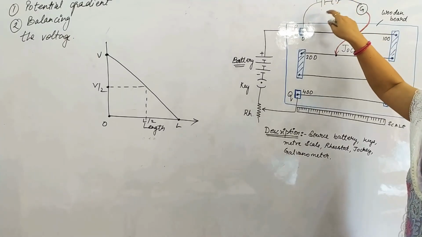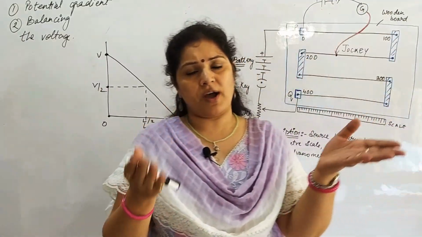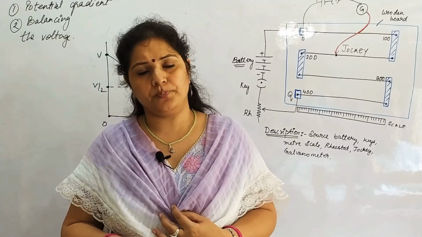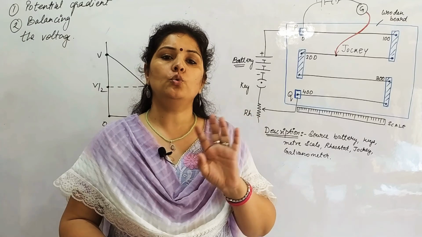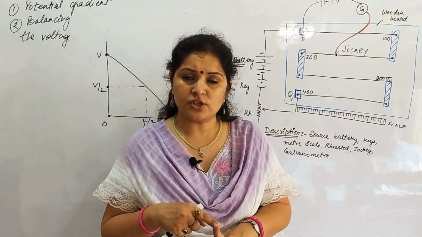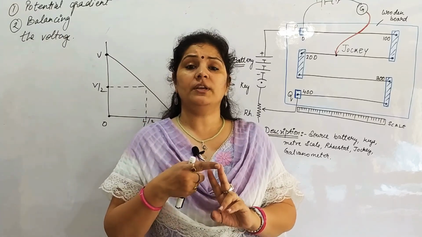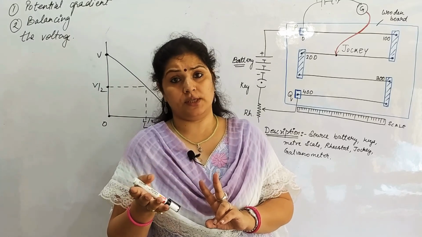Using that method we can find the potential difference of the given wire, or whatever it is, any source. I hope this is clear to you. So using this method we can do a number of things. Using the potentiometer we can find the internal resistance of the cell. We can compare the EMF of two cells, right.